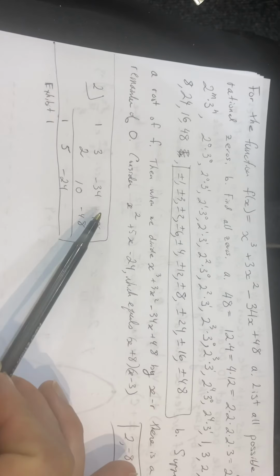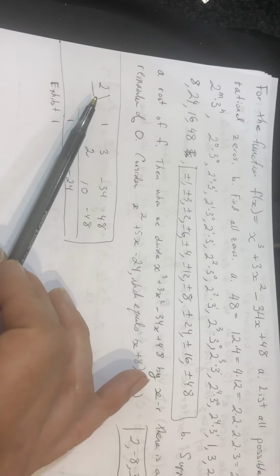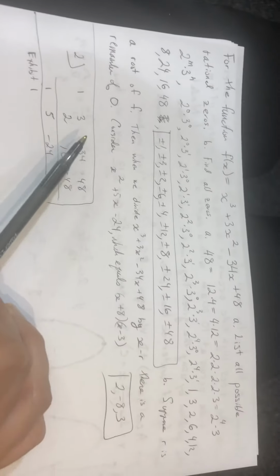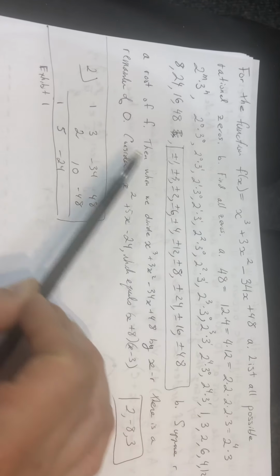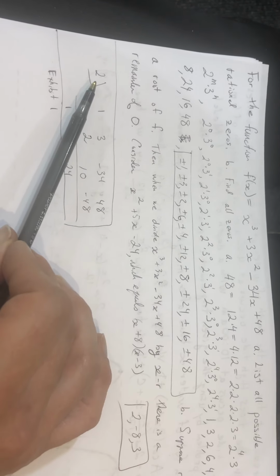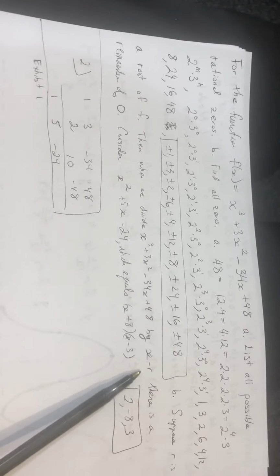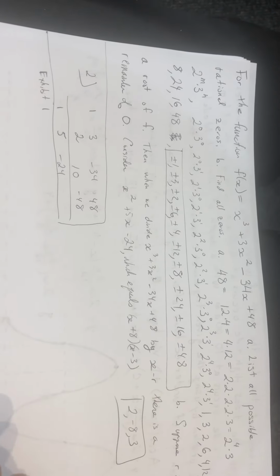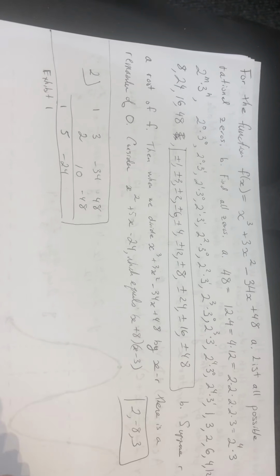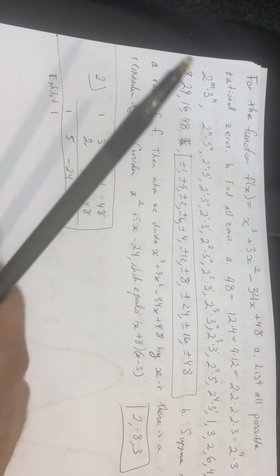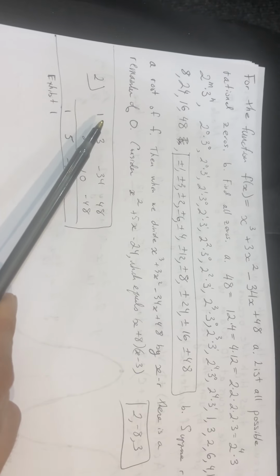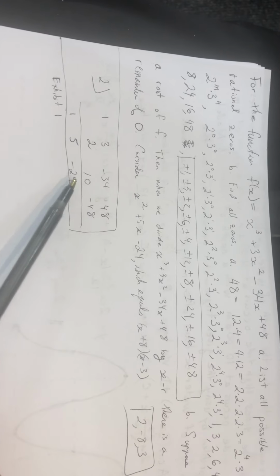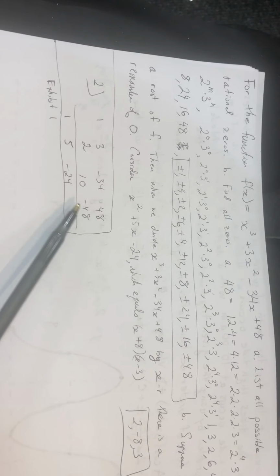So we've got the synthetic division going on. Actually, it looks like we actually are trying a positive number. This would be a 2, right? Because we're dividing by x minus 2. And the way synthetic division works, yeah, so trying 2. 1, 3, negative 34, 48. Bring down the 1, multiply by 2, add. Multiply by 2, add. Multiply by 2. Okay, so we got it.